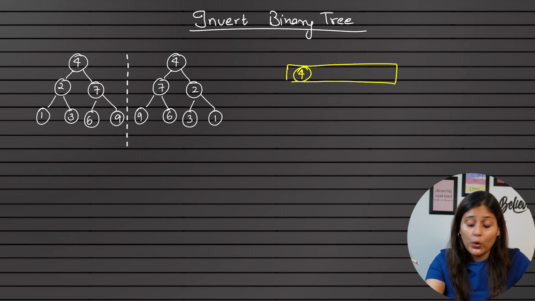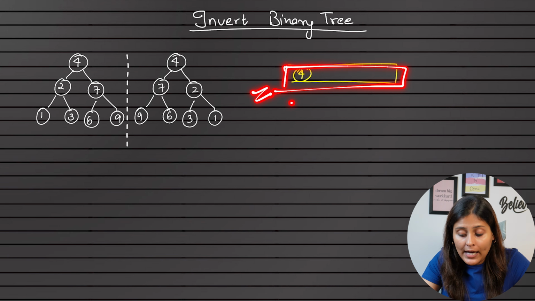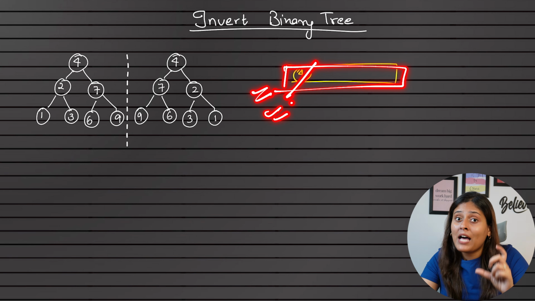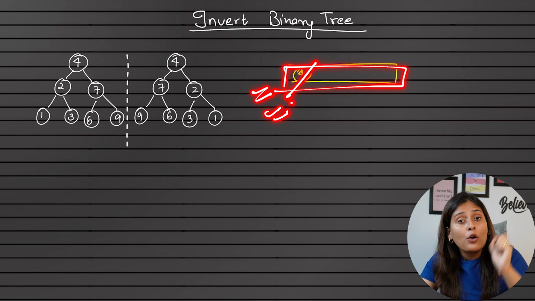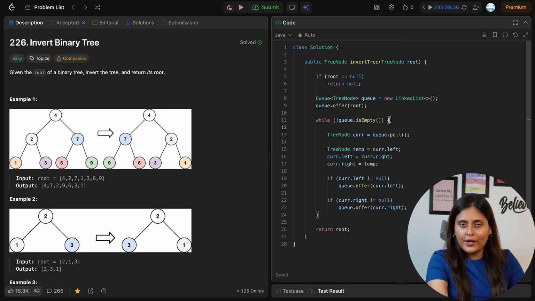I'll directly show you the code of how we will store the nodes as per the levels in the queue data structure. Then we'll pop one by one, and once we have popped the node, we have access to the left and right child. Now we'll swap the nodes similarly to how we did in the DFS approach. So here is the code.